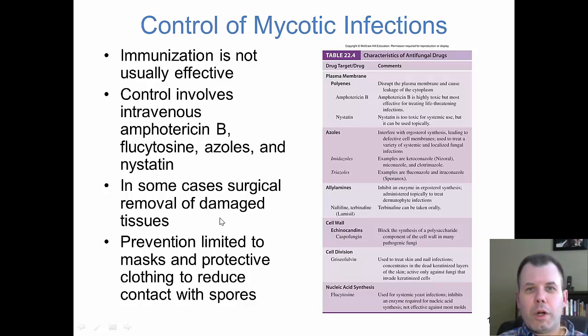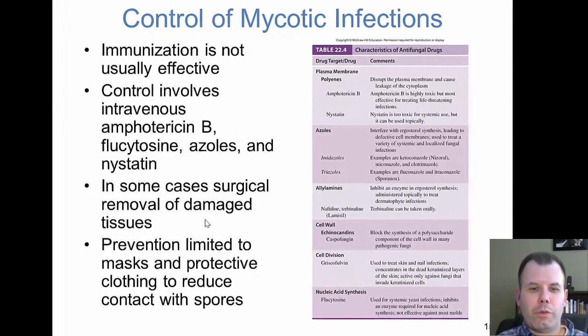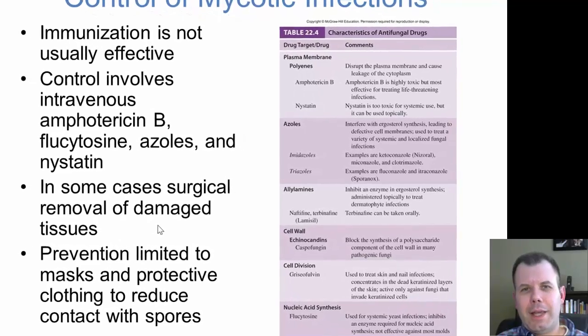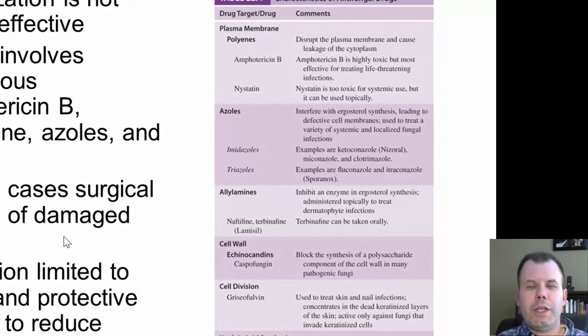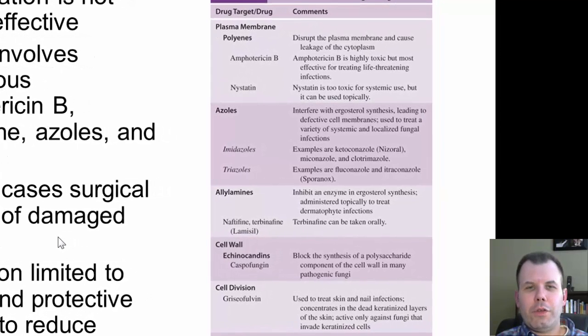Some do require the removal of damaged tissues, and again, it's not uncommon to have tissue removed, not only for growing samples but also just to get rid of the fungal infection. Sometimes that's easier than trying to treat. Prevention is limited to masks and protective clothing, especially when you come in contact with spores. If you go into an area that's endemic with these things, where you'll be disturbing the ground and breathing in spores, it's always healthy to wear a ventilation mask.